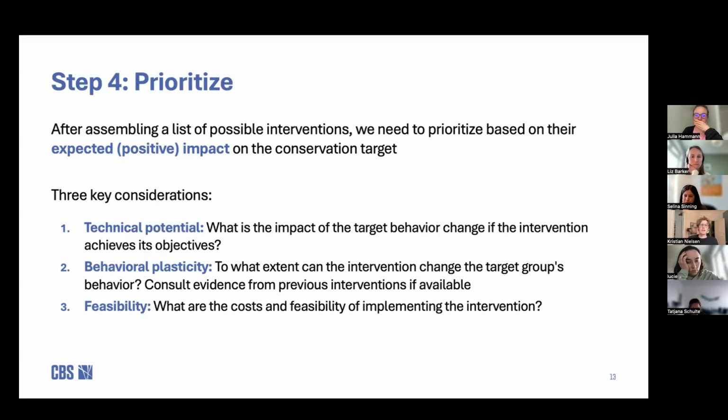Then a final very important consideration is what is feasible. Most organizations operate within a strict budget, so there are cost considerations, and also feasibility considerations in terms of actually implementing the intervention in practice and reaching a large target audience. When we prioritize, we should ideally think about all three considerations together, because if we ignore some of them, we might not select the ones that are the most impactful.